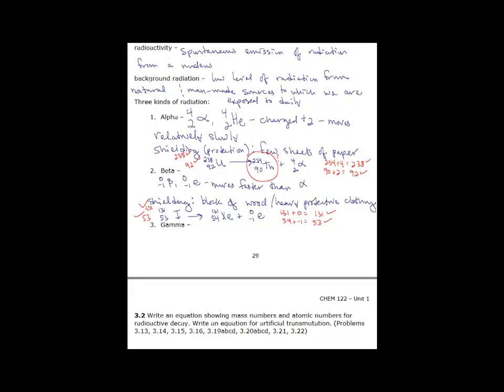So you can see that the shielding required for beta radiation is more than alpha. That's because beta radiation has more energy than alpha radiation.